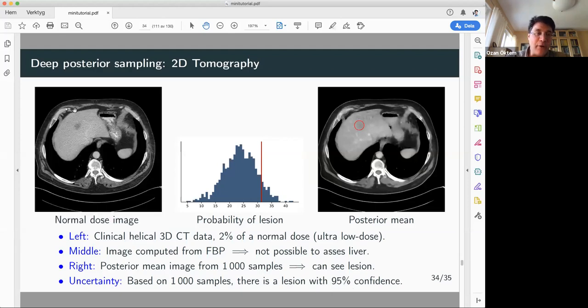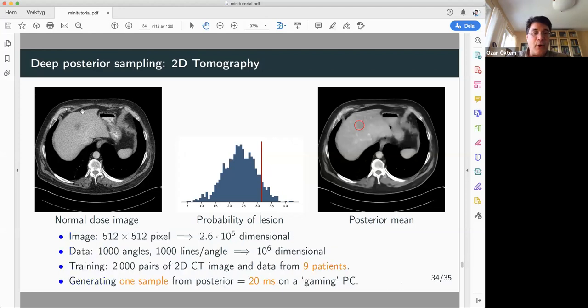By the way, this is the ground truth. Well, for the normal dose, there is no ground truth here, but there's the normal dose image where the lesion is clearly visible. Also, there's actually a happy ending to this story. This was a cyst and not a malignant lesion. So there was a good ending to the story here.